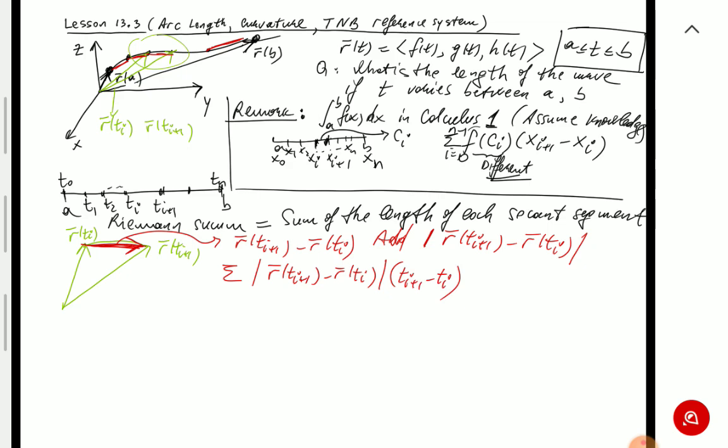Provided, of course, this Riemann sum has a limit, this is going to converge as n goes to infinity, right? If you make finer and finer partitions, this is going to converge to the integral from a to b of the magnitude of r prime of t dt. Why? Because as n goes to infinity, the secant line is going to be approximated by the tangent vector.